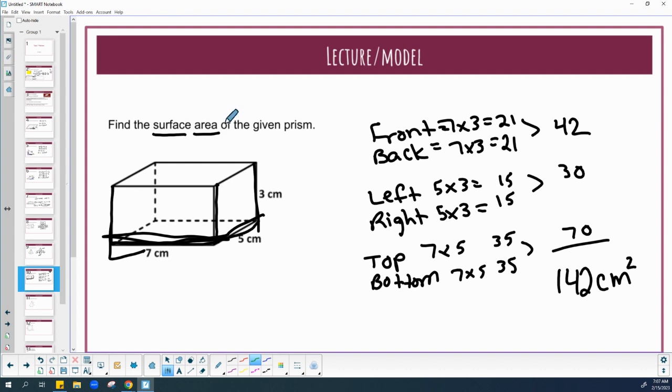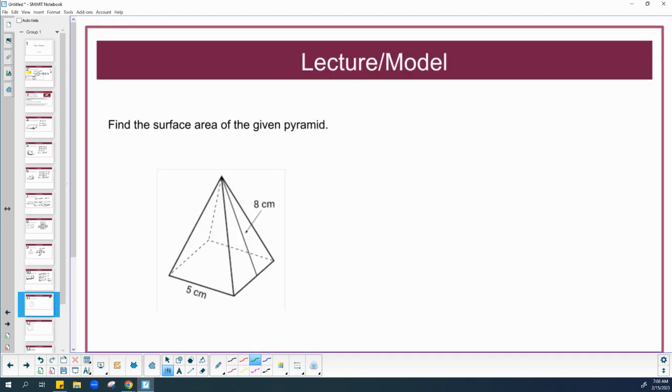Again, area is measured in square centimeters, or units or inches, whatever.